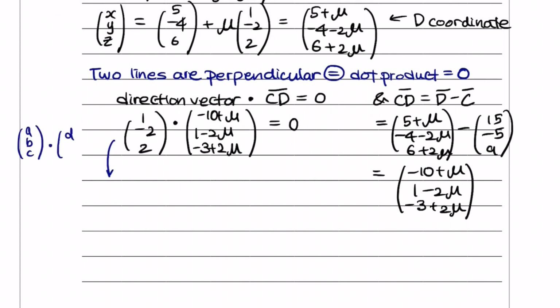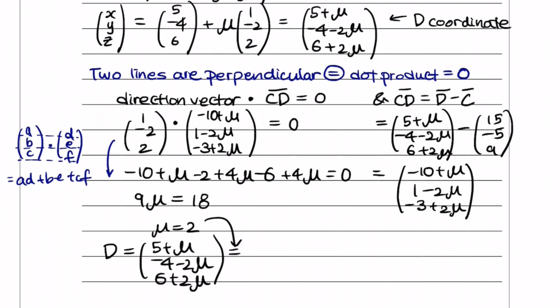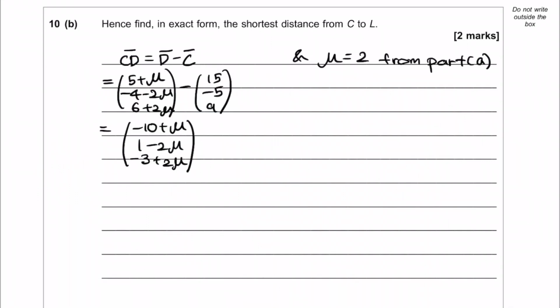Remember, the dot product (a, b, c) dot (d, e, f) is equal to this: first components multiplied, second components multiplied, third components multiplied, and add them together. So this becomes this equation. This is just the definition of the dot product. And if you simplify this equation, mu is equal to 2. Now we found the exact mu value. So our D, which was this, we substitute mu into the general form we found, and then it becomes this.